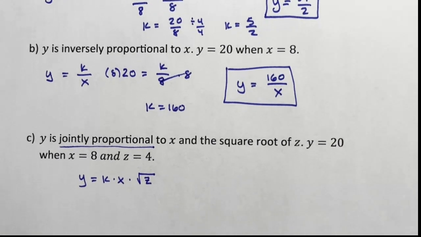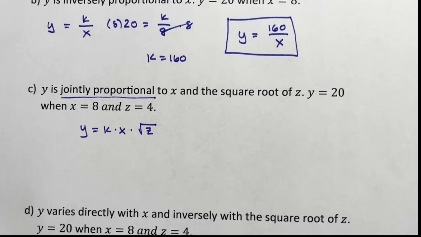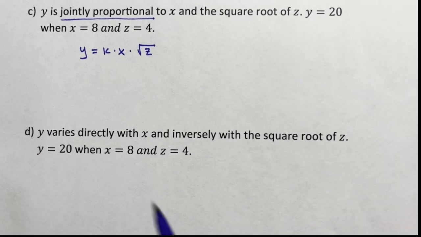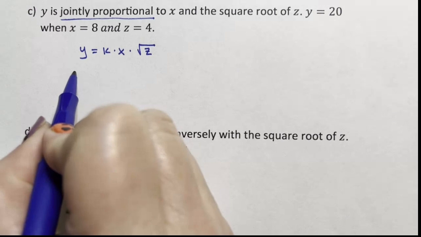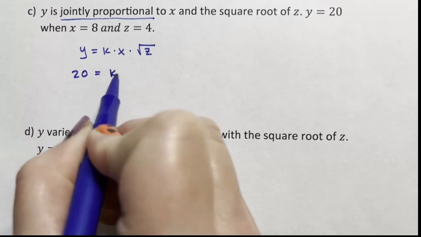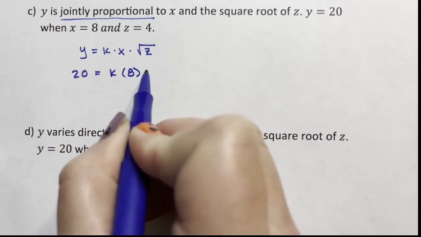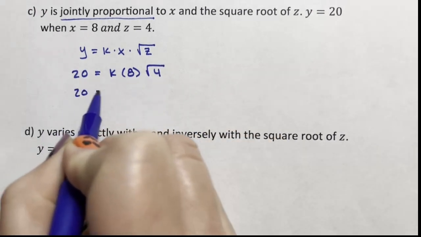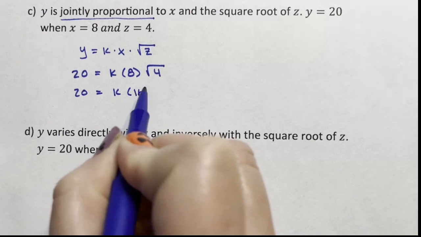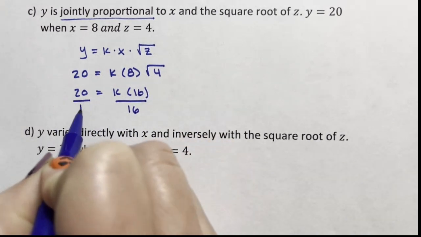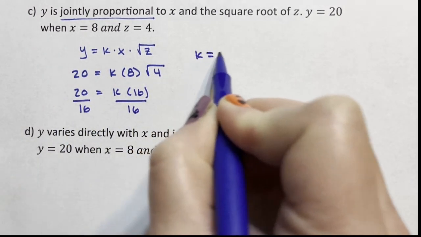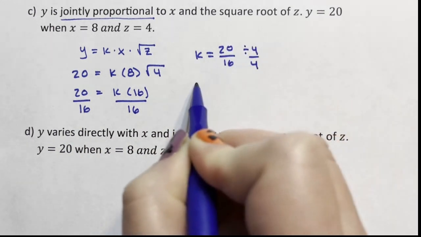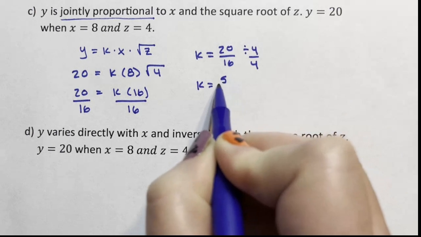So I'm going to scoot this up, and we're going to lose the first two parts because I want to get everything else on screen. So y is 20, x is 8, and z is the square root of 4, which we hopefully know is 2. So 20 equals k times 16. I'm going to divide by 16, and you can probably guess that if k is 20 over 16, I'm going to reduce this so that k is 5/4.